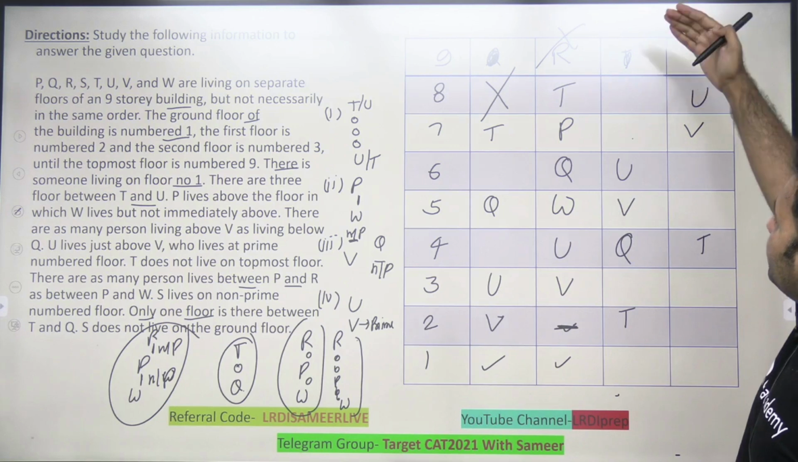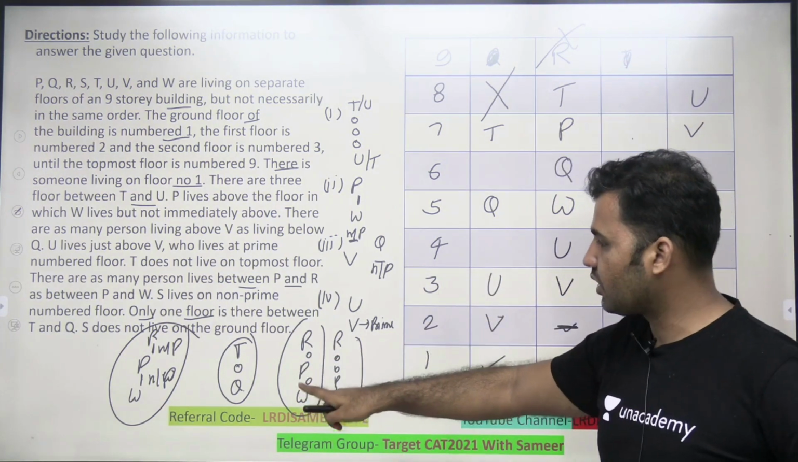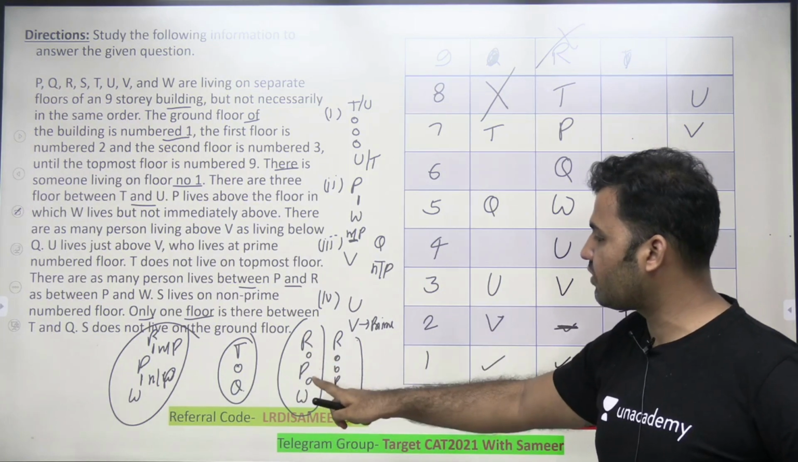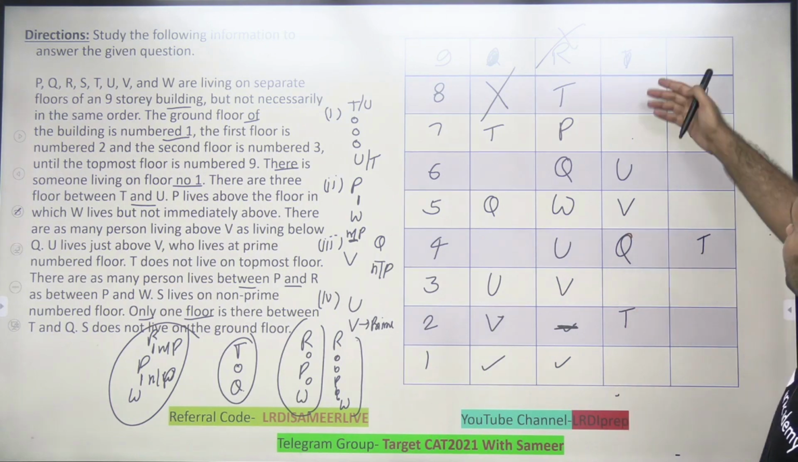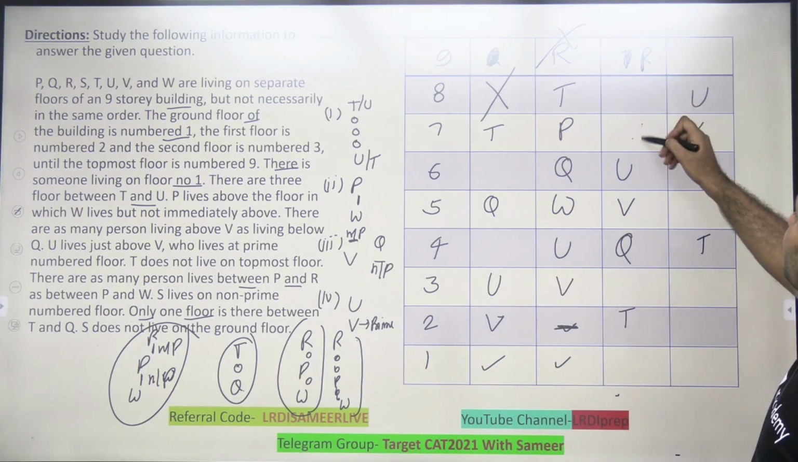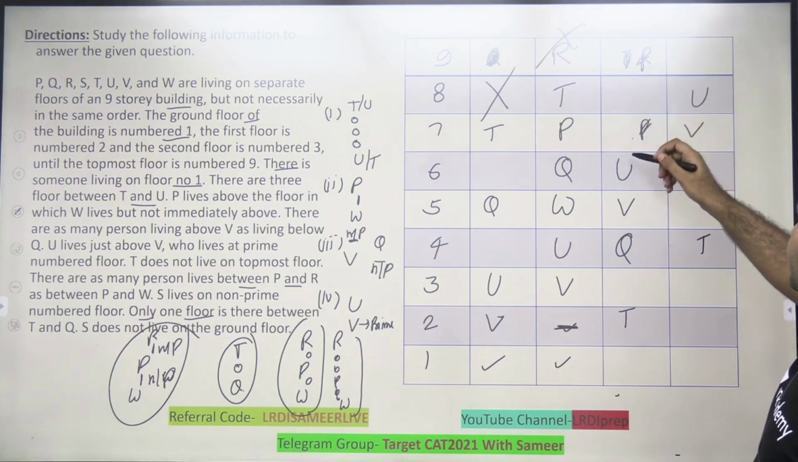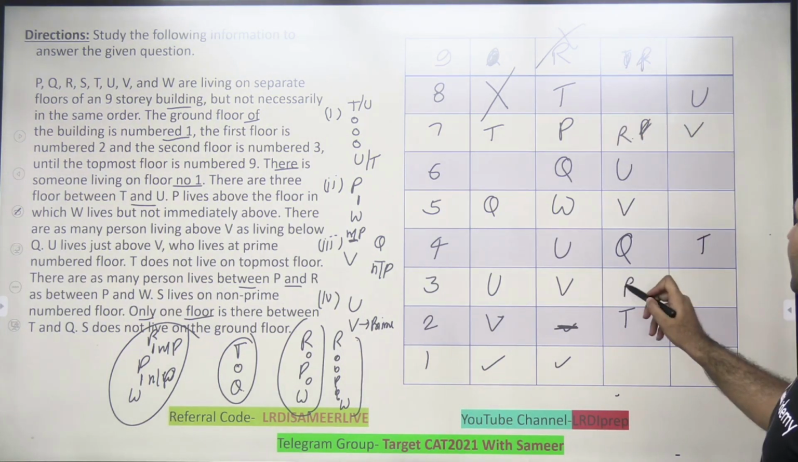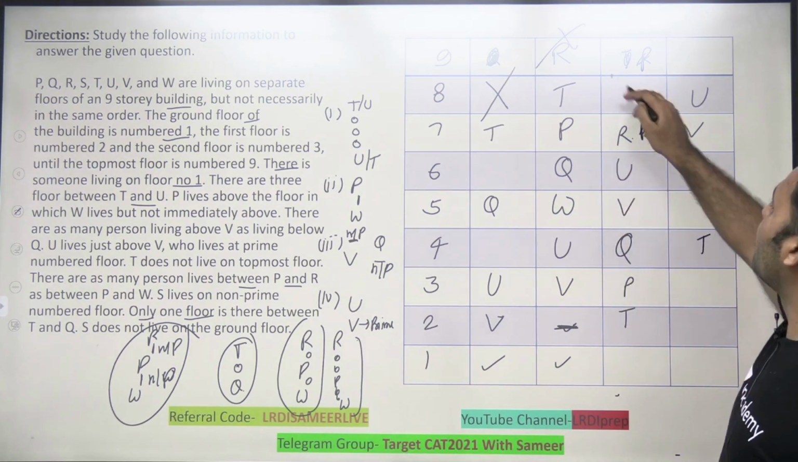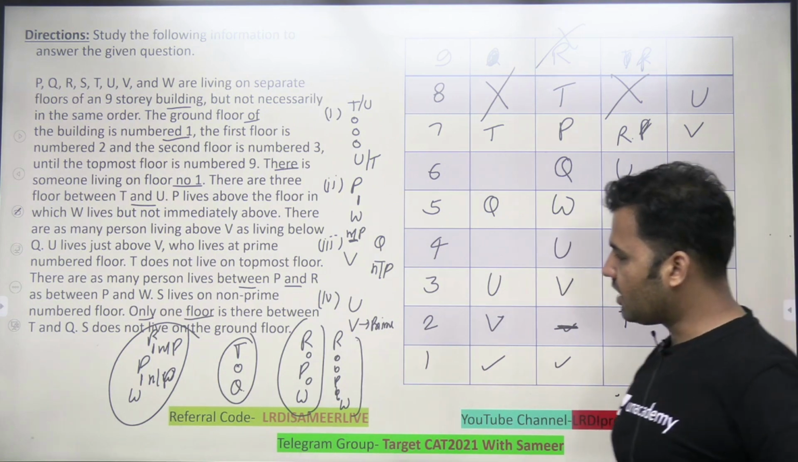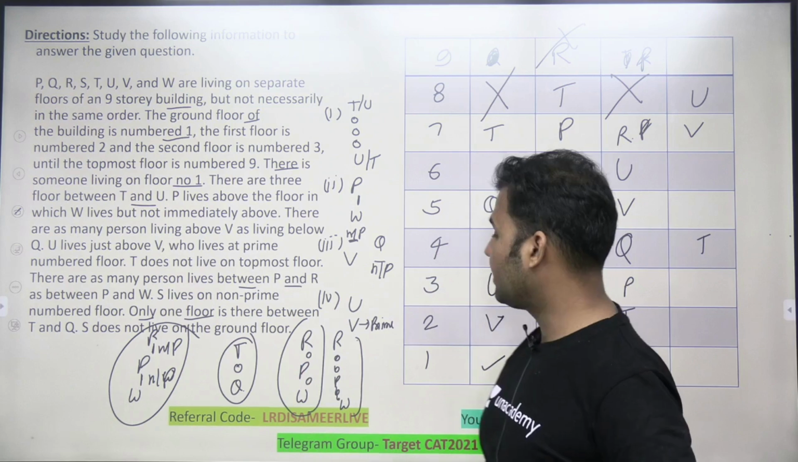I need 3 floors occupied by R, P, and W, then a gap of 1 floor. So I need 5 floors in this way, right? It's not possible. If I place R here, I can place P here, but then I don't have a place for W, okay? Then if I place R here and P here, then a gap of these 3 floors cannot be maintained between R, P, and W. So there's no way that you can arrange R, P, and W in this way, where the number of floors between R and P and W is exactly the same.